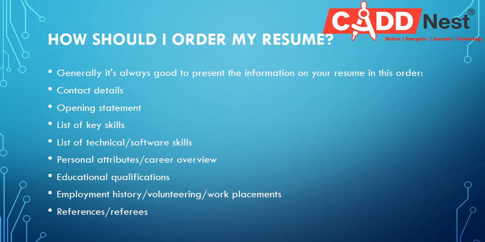Personal attributes or career overview means what work you did before this, or else your personal details, which might relate to your name, your area, your birth date, and all those things can be written over here. In career overview, you can mention what job you are expecting and how suitable you are for it. Next to this, educational qualifications. When it comes to educational qualifications, you have to mention all the qualifications you have completed.